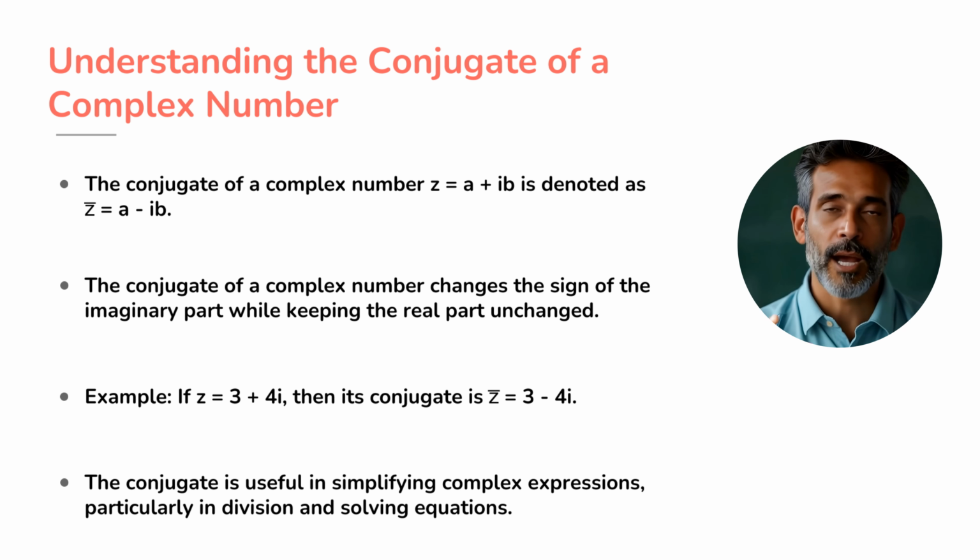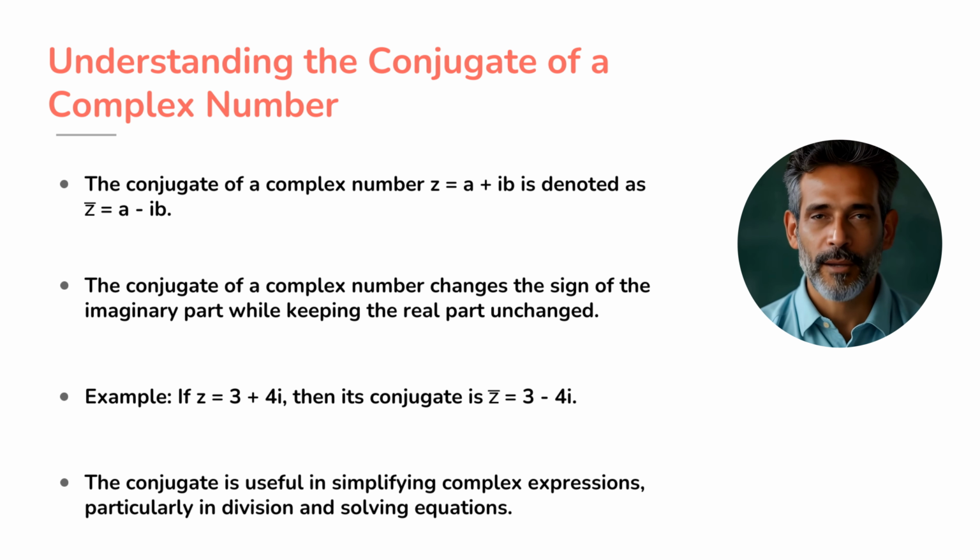The conjugate of a complex number z = a + ιb is written as z̄ = a - ιb. The conjugate works by changing the sign of the imaginary part while keeping the real part unchanged. For example, if z = 3 + 4ι, then its conjugate is z̄ = 3 - 4ι.